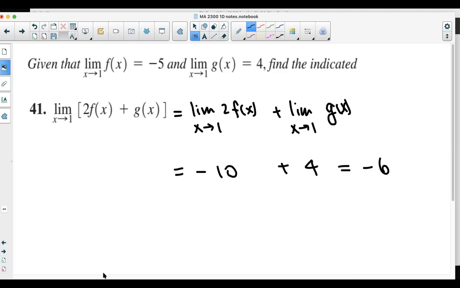All right. 53. Sixty-one. Let's talk about 61 because we did a piecewise function many times.